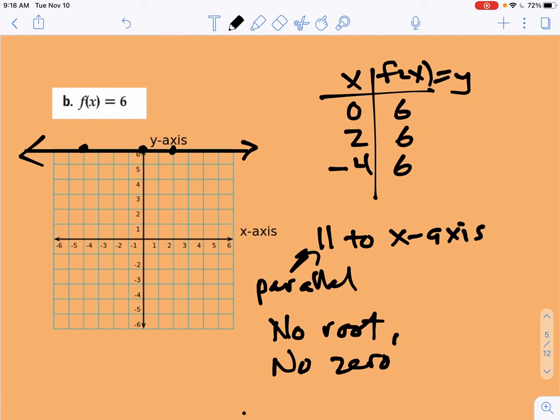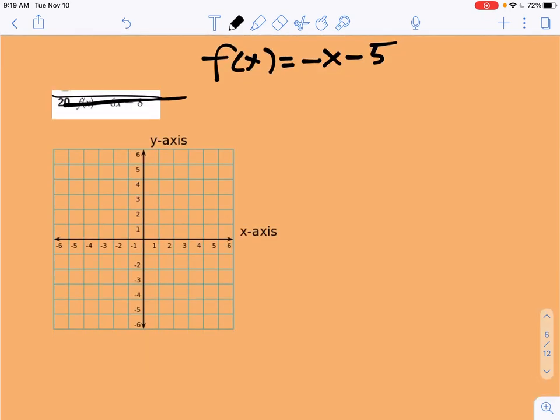Yeah, you have a y-intercept, but that's not what a 0 of the function is. A 0 is, can I do anything to this to make y equal to 0? And there's no value you can put in that will do that. So this one has no root, or no 0 to it. Let's look at one last example here.